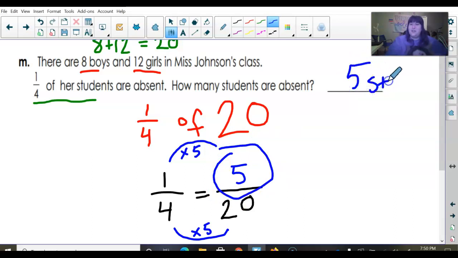So how many students are absent? 5 students. And if you paused and solved this, but you didn't put the label of students on there, come on, we need those little labels. All right, time for you to practice finding fractions of a set on your own.